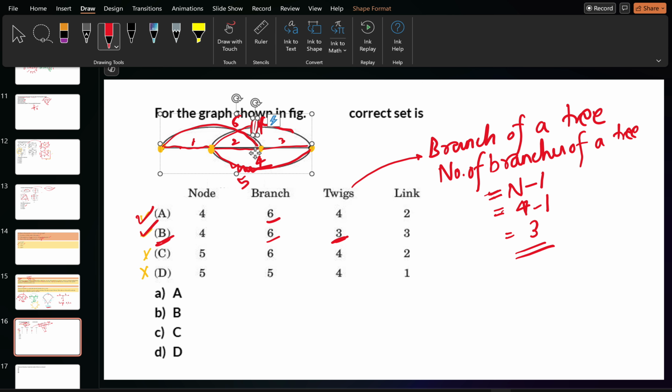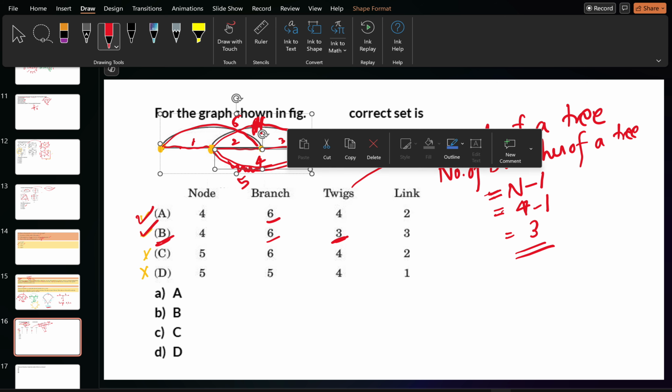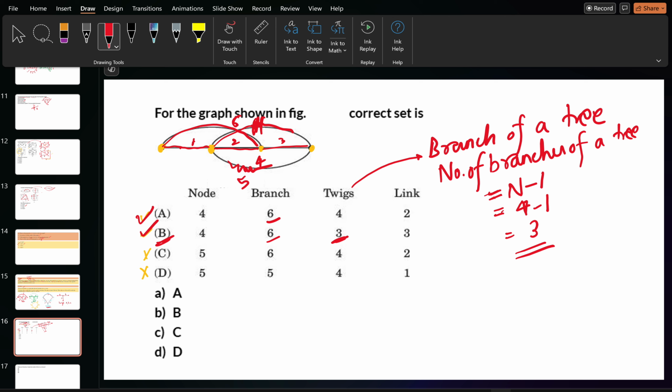Okay, redundancy doesn't affect things here. So the number of branches of a tree, that is twigs, is equal to n minus 1. What about the link? I have told that it is the number of branches of a co-tree, which is equal to total number of branches minus the number of branches of a tree.